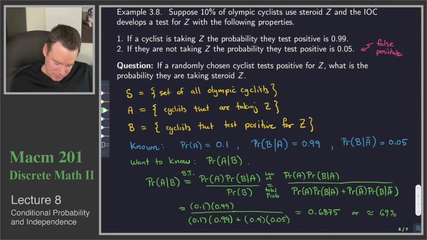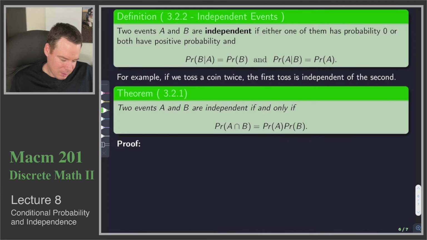All right, let's have a look at the next topic, which is independent events. So two events, A and B, are independent if either one of them has probability 0, or if they both have positive probability, then the probability of B given A is the probability of B, and the probability of A given B is the probability of A.